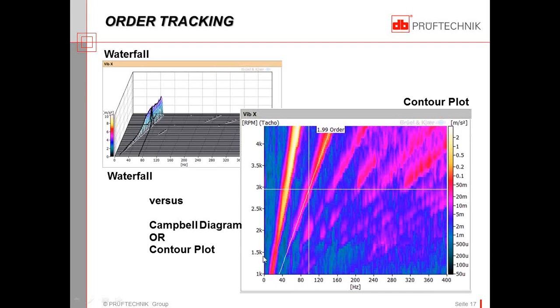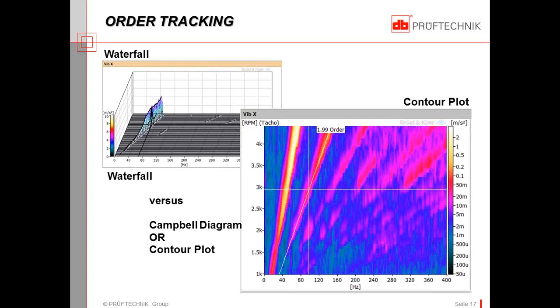And once again, we can see how the orders fan out from the origin. And if there were distinct resonant areas, these would appear as vertical lines in the contour plot. The Campbell diagram, again, looks similar, except that the amplitude is represented as circles, and the diameter of the circle gives an indication of the amplitude. The bigger the diameter of the circle, the larger the amplitude. So that's one way of looking at the data when we do frequency spectra versus RPM.